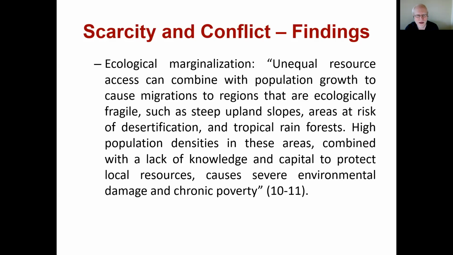And this can lead to ecological marginalization. So unequal resource access can combine with population growth to cause migrations to regions that are ecologically fragile, such as steep upland slopes, areas at risk of desertification, and tropical rainforests. High population densities in these areas, combined with a lack of knowledge and capital to protect local resources, cause severe environmental damage and chronic poverty.